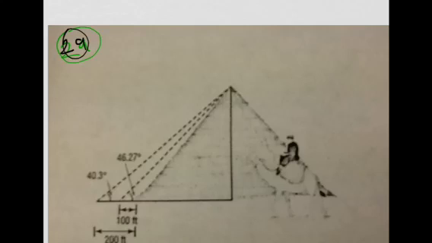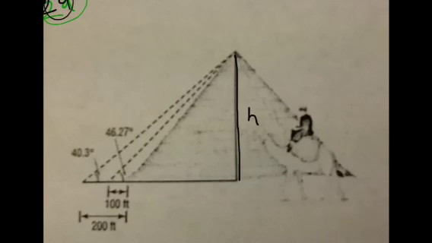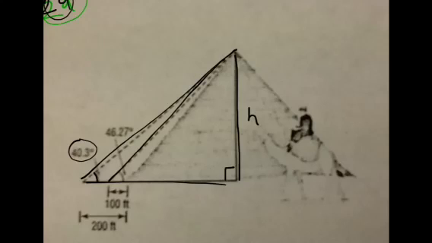So it just says, find the height. I'm going to draw this in. We're trying to find H, calling it H because it's the height. And there's 2 triangles here. There's one large triangle that has an angle measure of 40.3 on the side. I'm going to redraw this, don't worry. And then there's a smaller triangle on the inside of that, which has an angle measure of 46.27 degrees. I'm going to redraw both of those triangles.